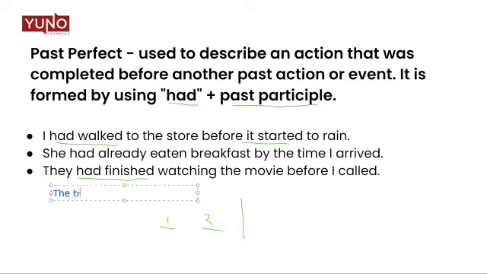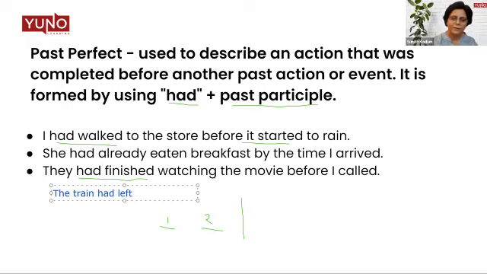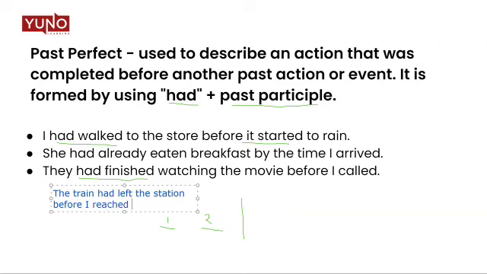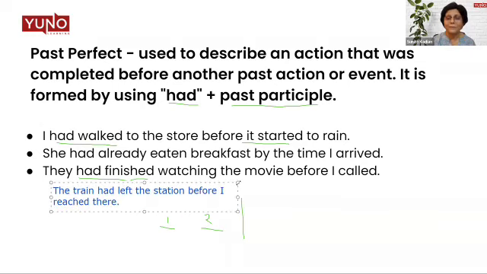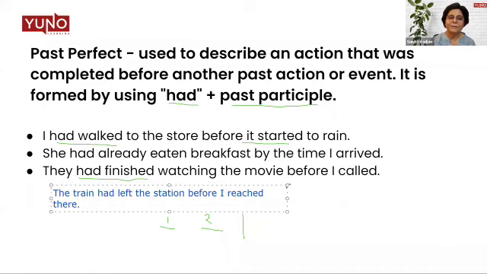So the train, come on, help me to complete it. The train had left the station. Good. Had left the station before I reached there, right? Okay, I had eaten my dinner before my friend arrived at my place, right? So the train had left the station before I reached there.